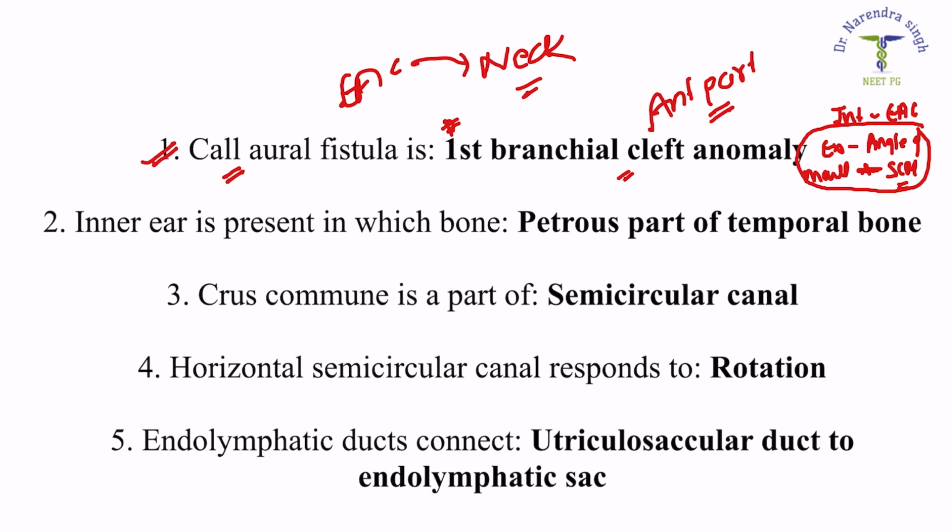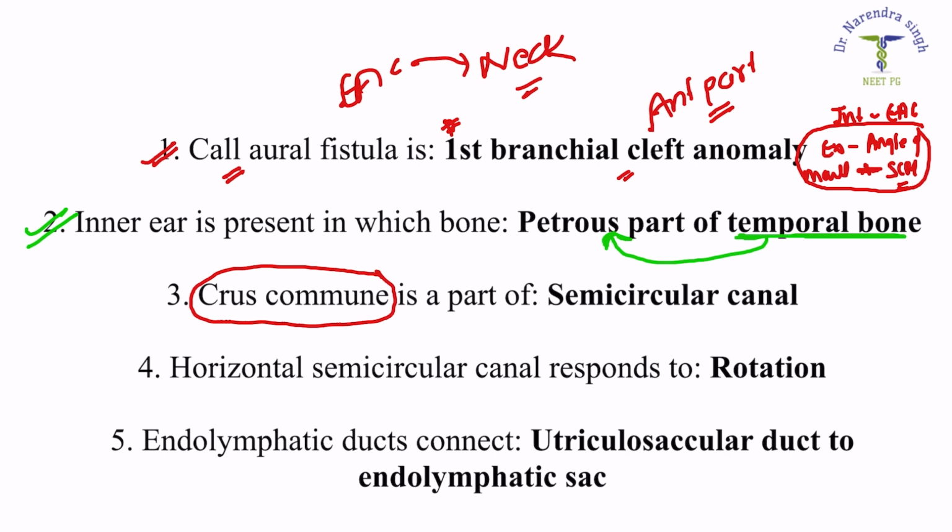Now the second question. The second question says, inner ear is present in which bone? It is a direct question. So inner ear, as we know, is a part of temporal bone. If we sub-specify it, it is the petrous part of temporal bone, the inner ear's exact location. Crus commune. Now we are talking about the crus commune, which is a part of the semicircular canal. So what actually is the crus commune?